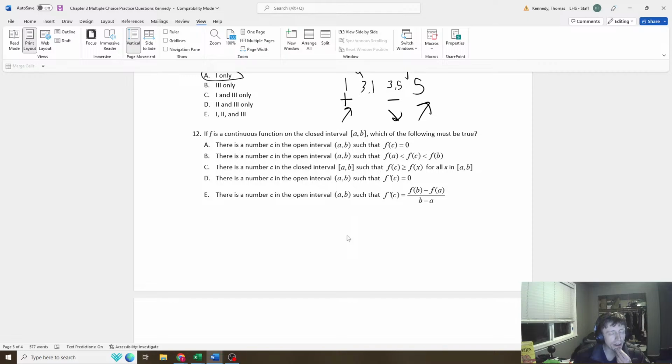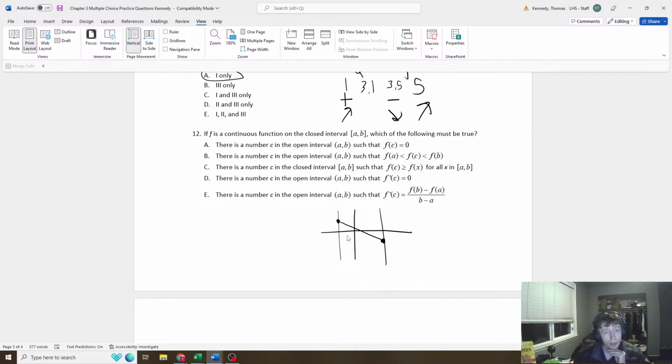So if f is a continuous function on the closed interval a to b, which of the following must be true? Which one of these has to be true? So we have a continuous function. We have a closed interval a to b. So what's true on a continuous function? Well, the intermediate value theorem's true. So is this one of those types of questions? Do I just have to go through all the y values in between? There is a number c on the interval such that from a to b, there's a y value that happens to be in between the two endpoints.